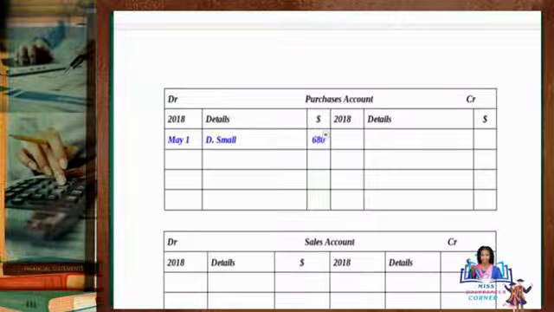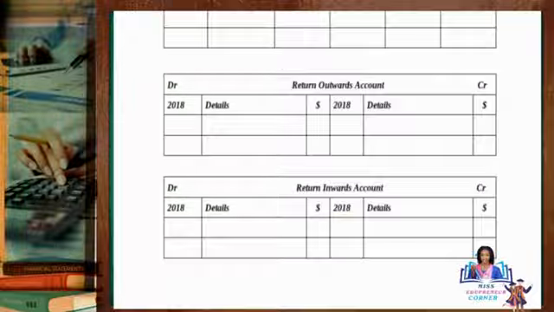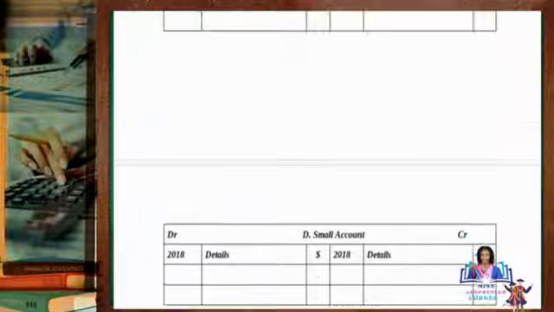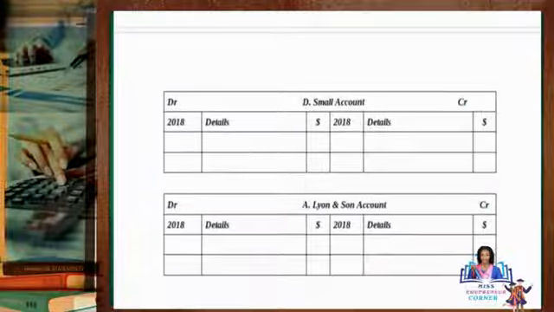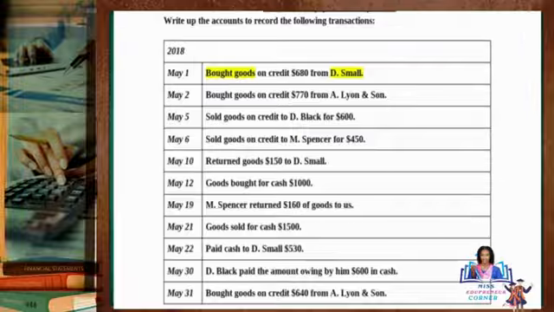Now we need to go down to D Small's account and record that very same transaction in D Small's account. Again, we record the date. It is May 1. In the detail, we'd have the name of the other account in the same transaction that is being affected. In this case, it would be purchases and the amount of $680.